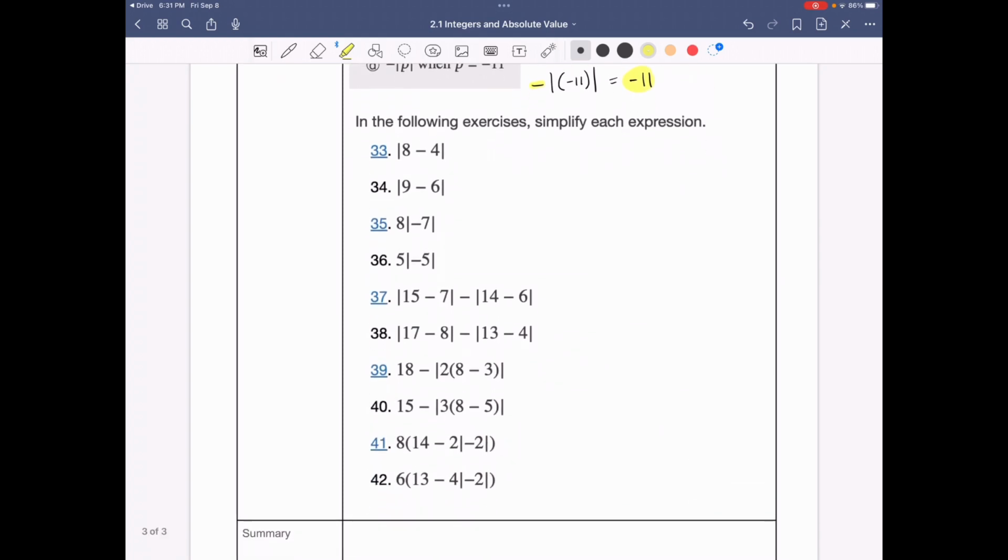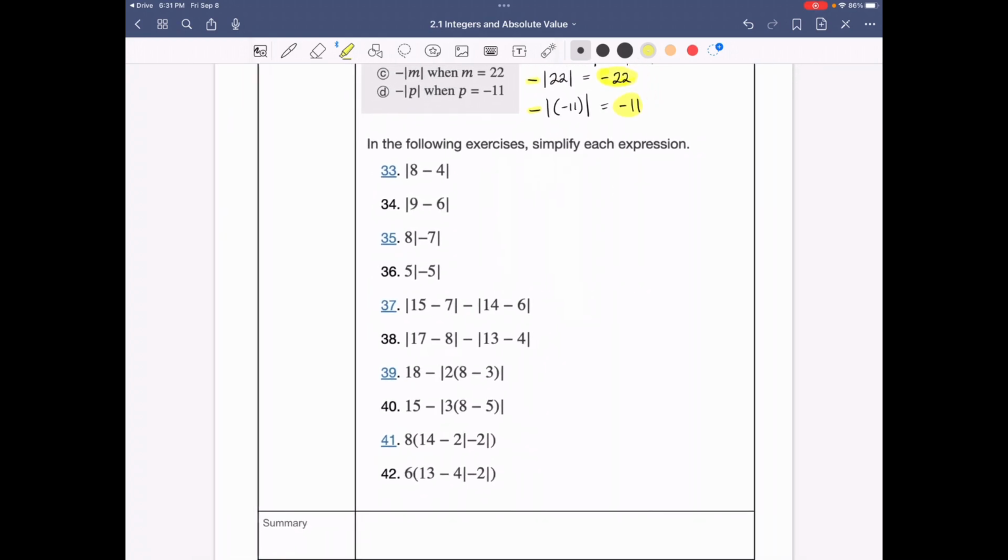All right, so here's your challenge. You have 10 questions to practice. Some of them involve order of operations. So I'm going to let you guys work on this in your groups and then we will go over it.